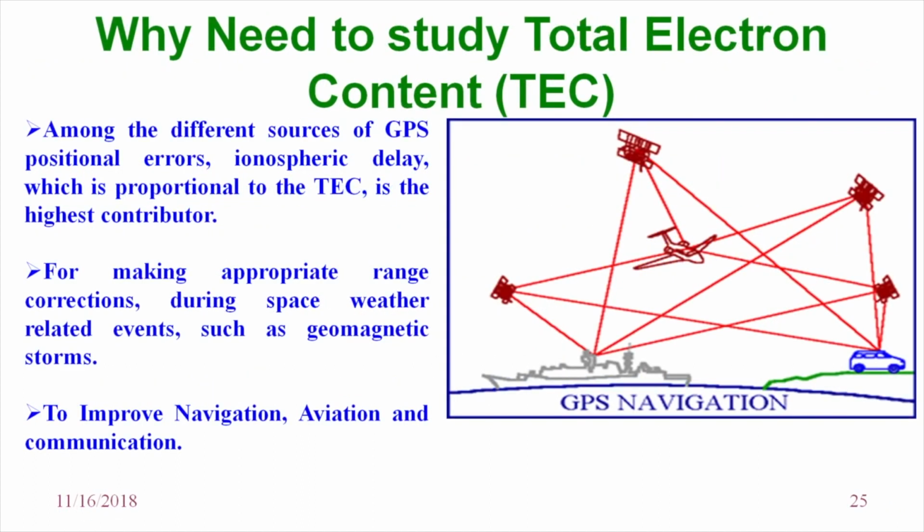So, why do we need to study total electron content? Why is total electron content important? Because total electron content varies day to day, day to night, with seasonal distribution, and also with different space weather phenomena, and it affects the geomagnetic storm also. So, when we are using navigation, aviation and communications, they will give an error of a few meters, and a few meter error is a very big problem for navigation, aviation especially. So, this is important to study.